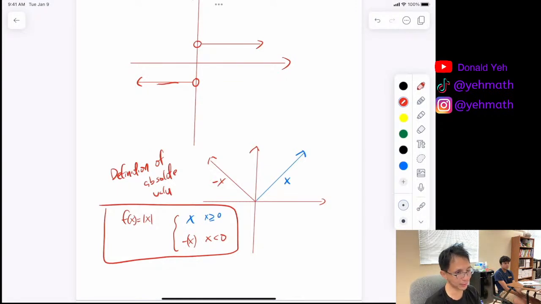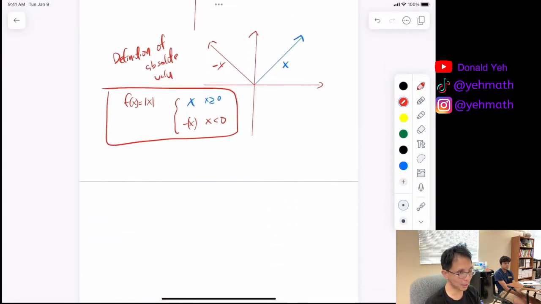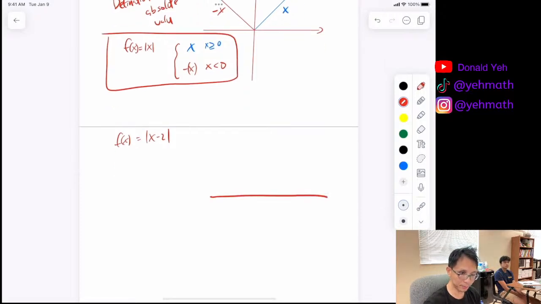So I'll give you another case where the definition of absolute value comes into place. So let's just say if I have f of x equal to absolute value of x minus 2, what does the graph do? Shift to the right. 2 places to the right. So you should get this, right? And again, you got a right part function. It's going to be 2. That's going to be x minus 2.